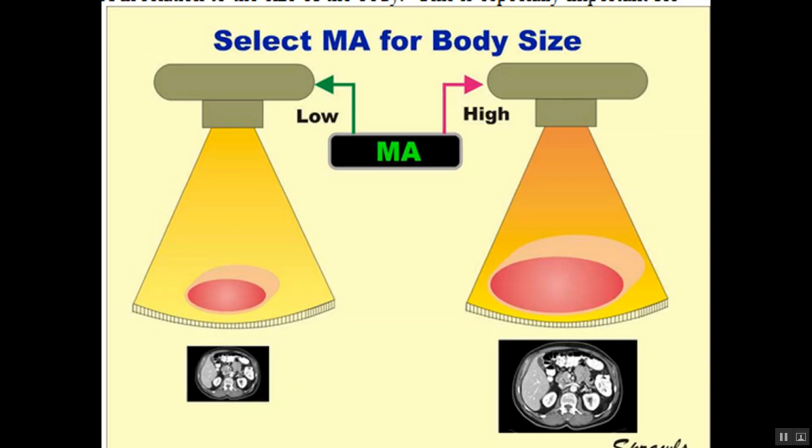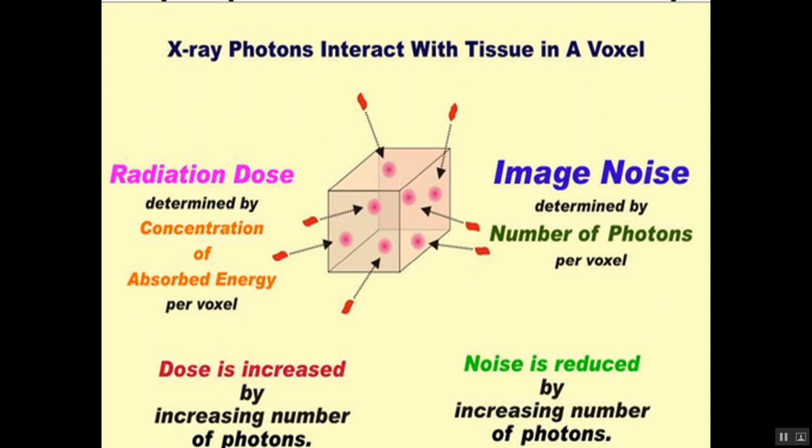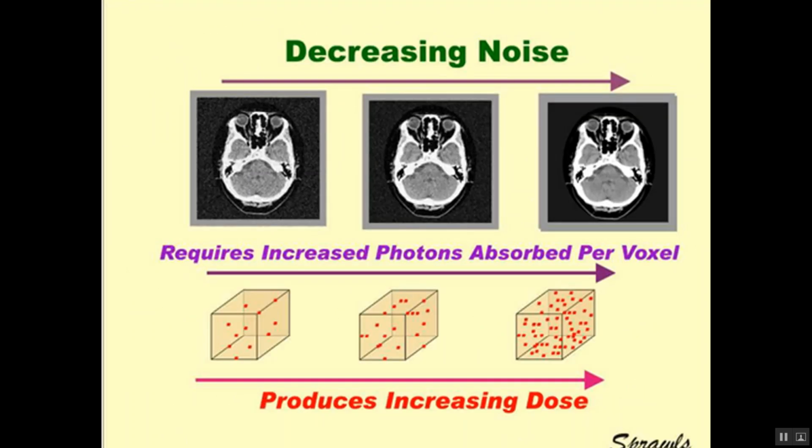You have to select milliampere suitable for body size. Here is a small body size patient, and here a large body size patient. For small you have to reduce milliampere, for large body size you have to increase milliampere, so you will get the same image quality. Okay, to understand the meaning of noise.